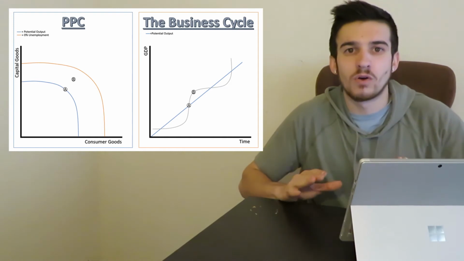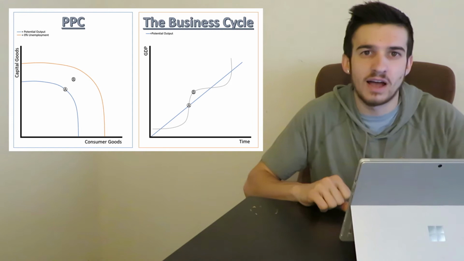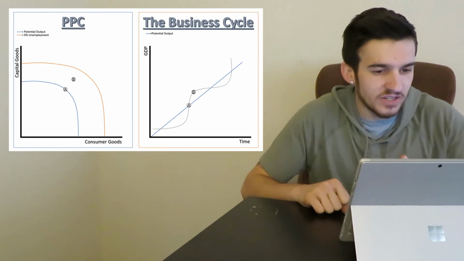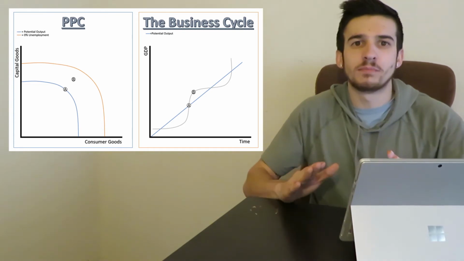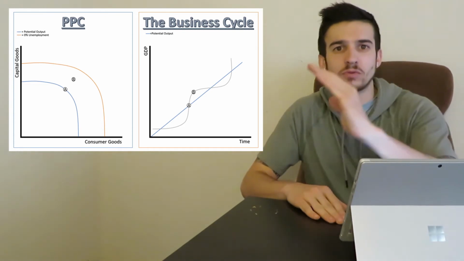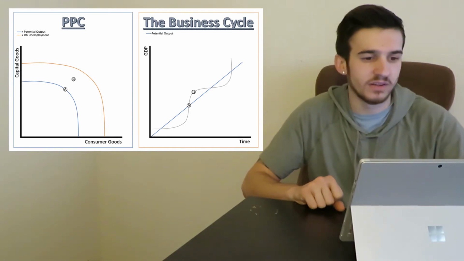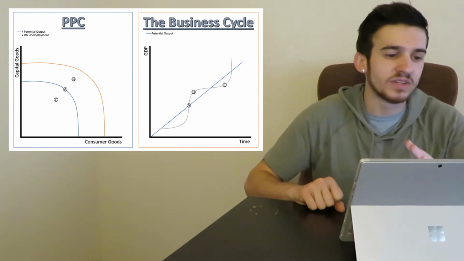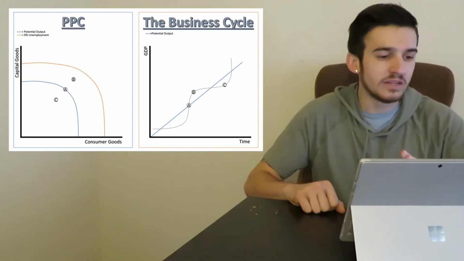Now, let's just focus on our business cycle model for a second. Since our x-axis shows time, if we are at an expansionary gap, such as point B, what has to happen next? Well, following the business cycle, we will start to see a decrease in output. At point C, on both the business cycle and the production possibilities curve, we see the economy in a recessionary gap. This is where unemployment is rising and output is decreasing.